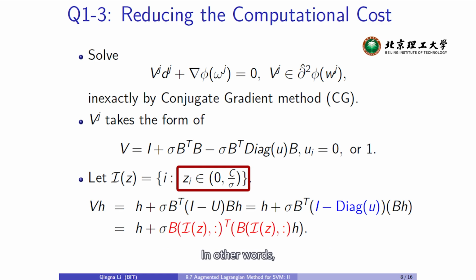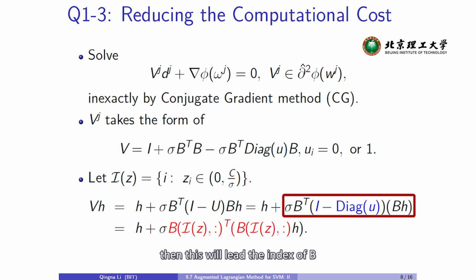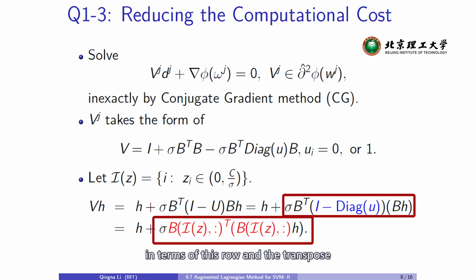All right? In other words, if we take the difference of this part, then this will lead to the index of B in terms of this row, and transposed by this B in terms of the row here. All right? So we can measure how small this I_C is. If it contains small elements, then we can save a lot of computational cost.